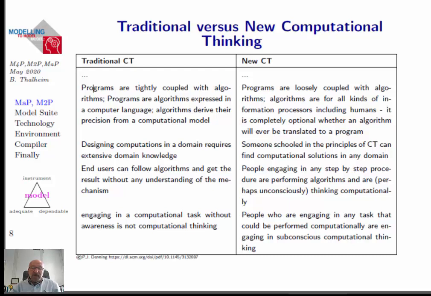Now we have a much better way for people to use programs with new computational thinking. People engaged in any step-by-step procedures are performing algorithms, and are perhaps unconsciously thinking computationally. Of course, end users can be engaged in computational tasks without awareness of what computational thinking is. Now we can say people are engaged in any task that could be performed computationally, and for this reason they have a completely different understanding of what happens.